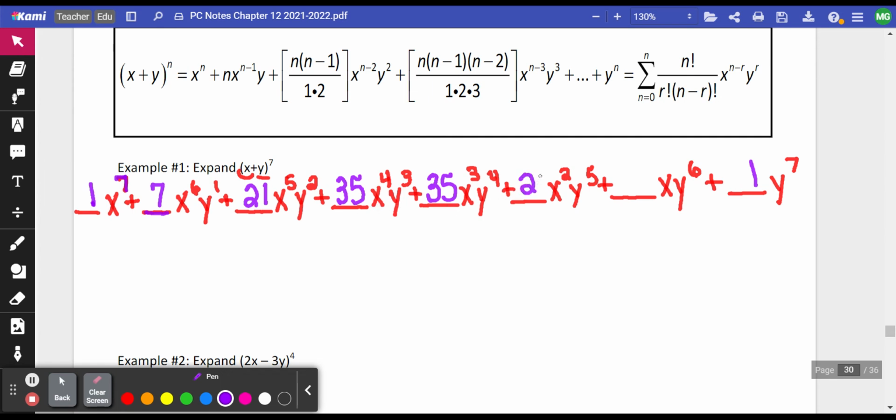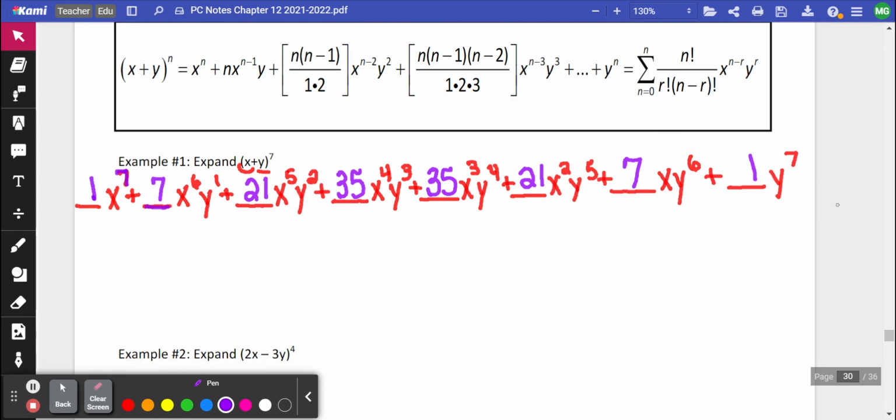So next one down the line will be 21. Next one down the line will be 7. And that's it. We're done. Okay, we're done with that one. Hopefully not too bad. Let that sink in for a second. I'm going to do one more example.